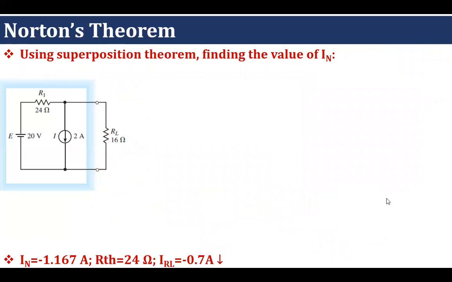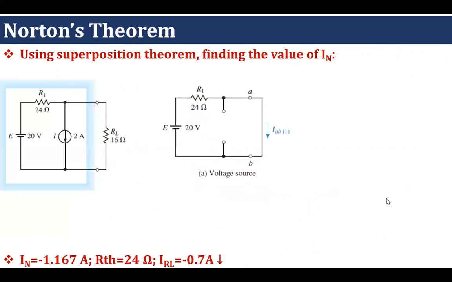Now the same thing can be solved with the help of the superposition theorem. Firstly, consider the voltage source and try to find out one component of current. So this is IAB1, or I can say IAC1 or IAB1, both are the same thing. So how much will be the IAC1? 20 upon 24, so this is going to be equal to 0.833 ampere.